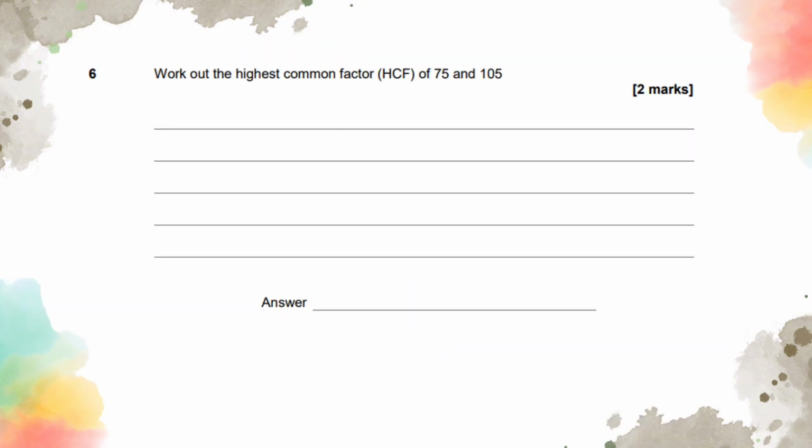Right, question 6. Work out the highest common factor, HCF, of 75 and 105. So how I usually go about these questions is I do the factor tree first, and then I use a Venn diagram. The reason why I use a Venn diagram is because it will help you to answer questions with your probability. So I know 3 times 25 will give me 75, so 3 is a prime number, and 5 times 5 will give me 25, both of which are prime numbers. Next one, I've got 5 times 21, that will give me 105. For 21, I've got 3 and 7, both of them are prime numbers.